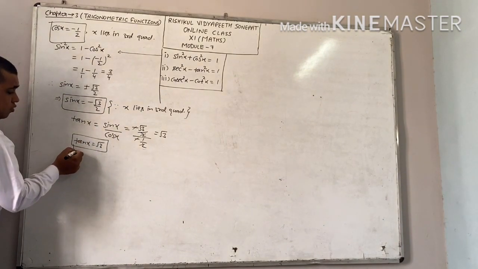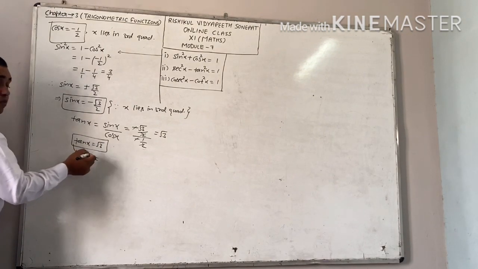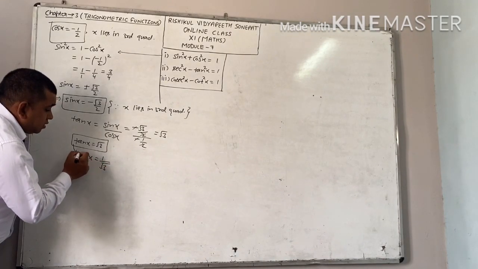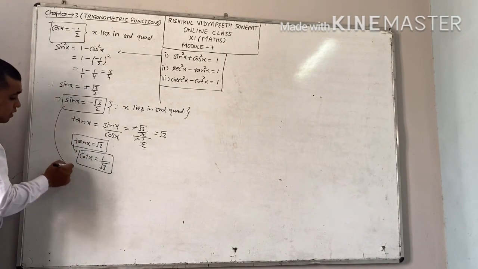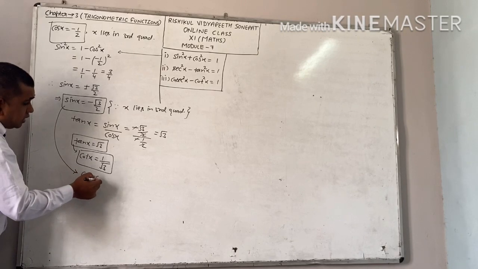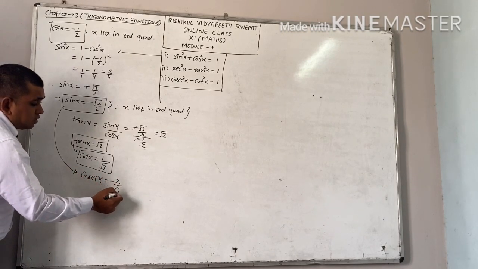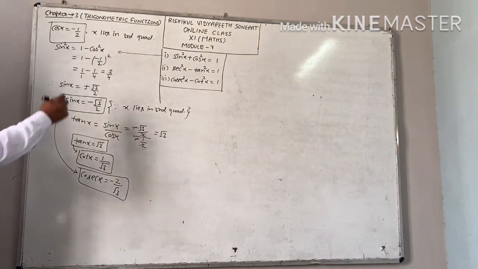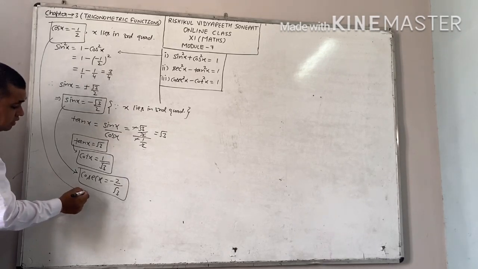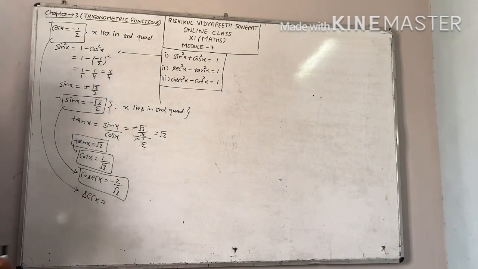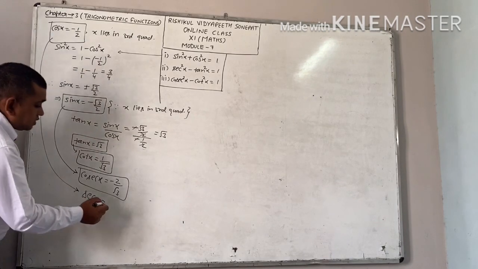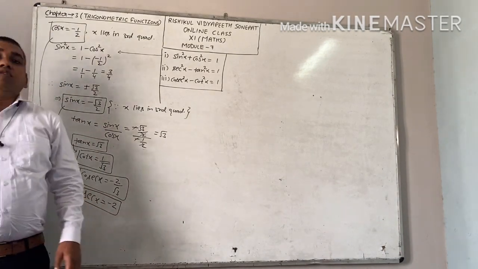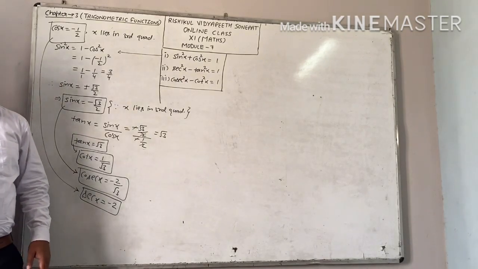Can you write down the value of cot x from here? We know that cot x is the reciprocal of tangent. Therefore, the value of cot x is 1 by root 3. From here, we can write down the value of cosecant x. Cosecant x will be minus 2 by root 3 because cosecant x is the reciprocal of sin x. From here, we can write down the value of secant x. Secant x is the reciprocal of cos x. Therefore, the value of secant x will be minus 2. In this way, we can find out the value of the remaining 5 trigonometric functions.